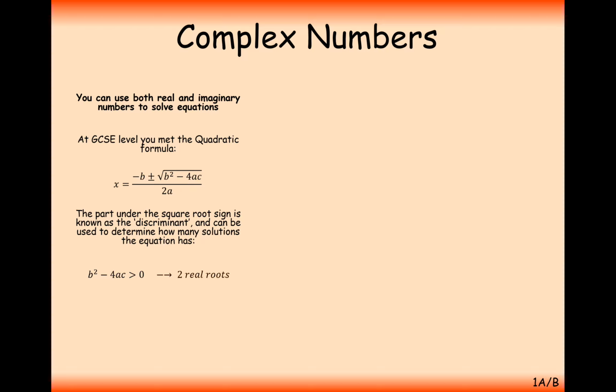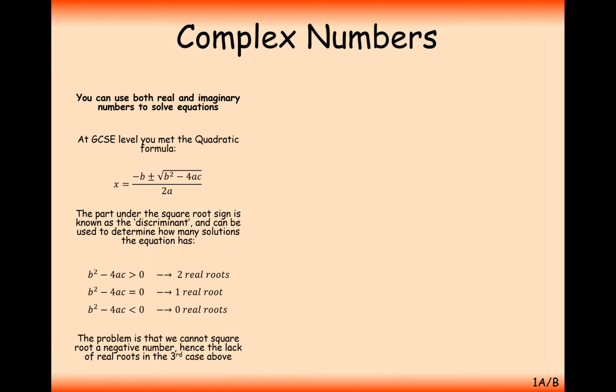If that value is positive, then great, you can do the square root of a value, which will give you 2 real roots. If that value is exactly equal to 0, you're not square rooting anything, so your solution is just minus b over 2a. But if that value was negative, we would say that we can't square root a negative value, so therefore there are no solutions. You can't do that question. There's no solutions to that question.